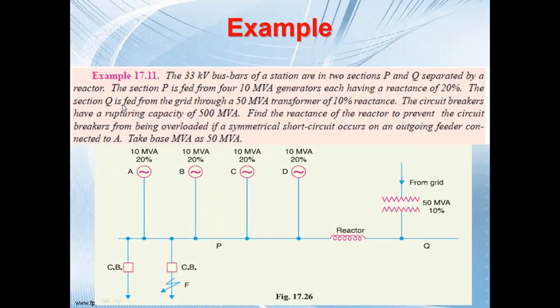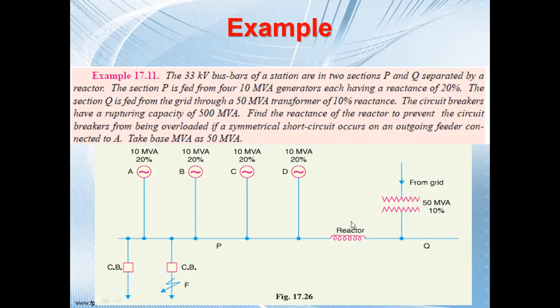The section Q is fed from the grid through a 50 MVA transformer of 10% reactance. So there is a supply from the grid also through a 50 MVA transformer. The percentage reactance of that transformer is 10%. The circuit breakers have a rupturing capacity of 500 MVA. So that means this circuit breaker can withstand the fault MVA. Rupturing means fault MVA, so fault MVA of this location is 500 MVA. Find the reactance of the reactor.